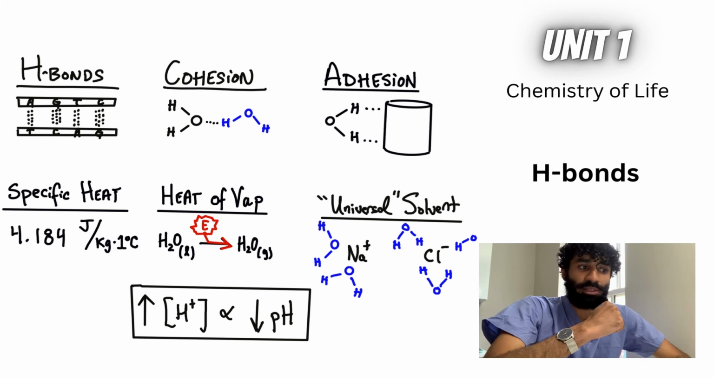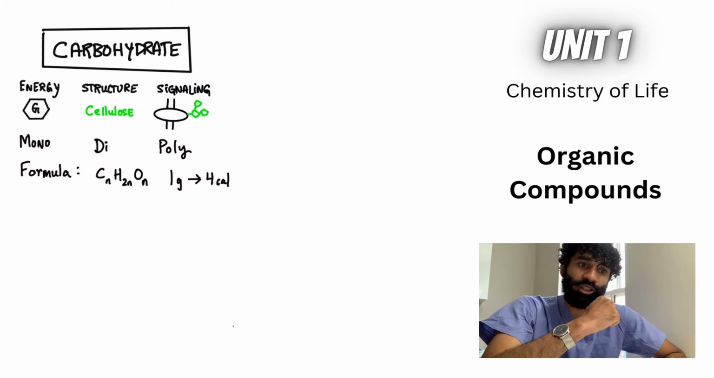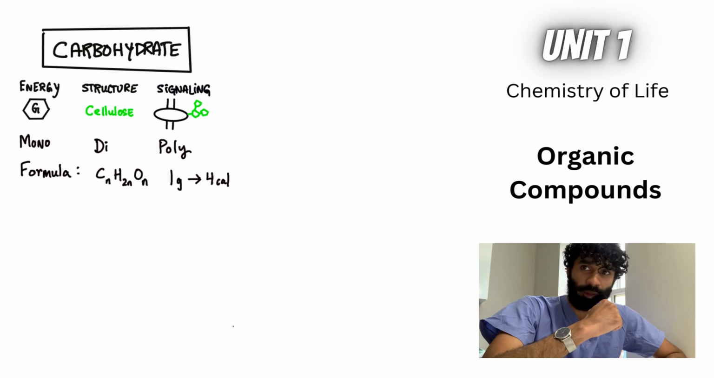The third block is organic compounds, and there are four classes. The first is carbs. They function in energy, structure, and cell signaling, and they're further subdivided into monosaccharides, disaccharides, and polysaccharides. The formula for a carbohydrate is some multiple of CH2O. If you burn 1 gram of carbs, you release 4 calories of energy.